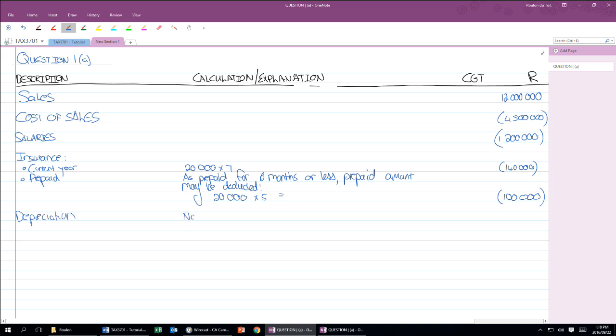Depreciation is not a tax expense, or deduction is probably a better word. Why not? Well, you can say it's just an accounting entry, but the real reason is there's no expense or loss that has been actually incurred. Remember our general deduction formula. So no deduction. So indicate no deduction with a little dash.